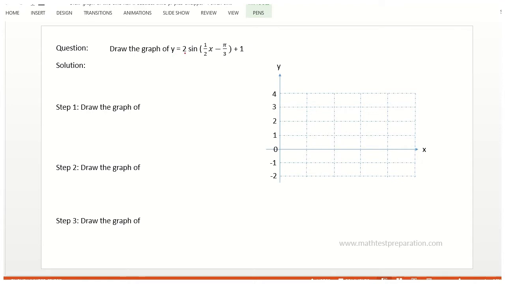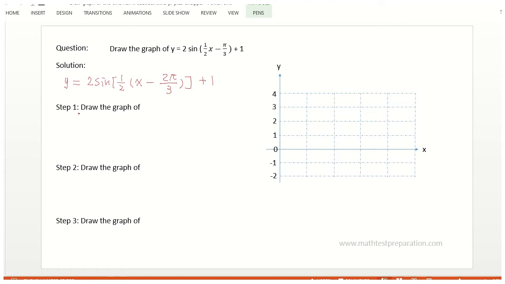First, I'm rewriting this function. y equals 2 times sine half x, subtract. Here, divide by 2, so here multiply 2 pi, divide by 3, plus 1.